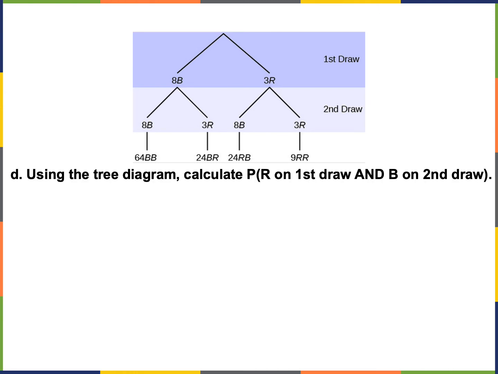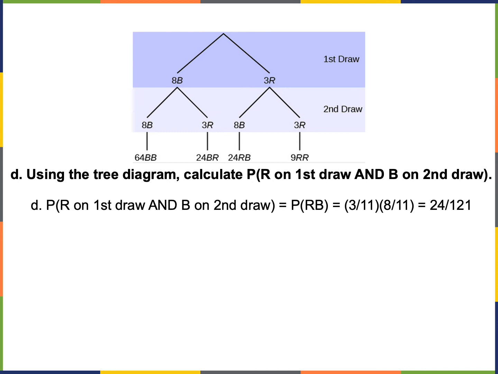Okay, cool. Let's continue. How about if we wanted to calculate the probability that we got a red on the first draw and a blue on the second draw? So it has to be a red and a blue, right? It's the same thing here. It's 24 out of 121.